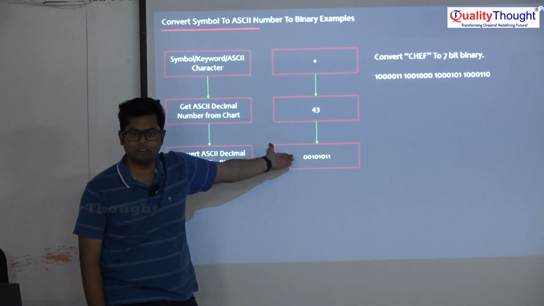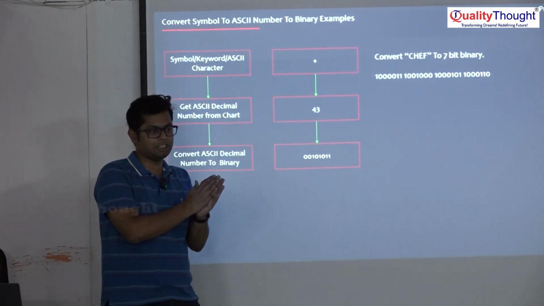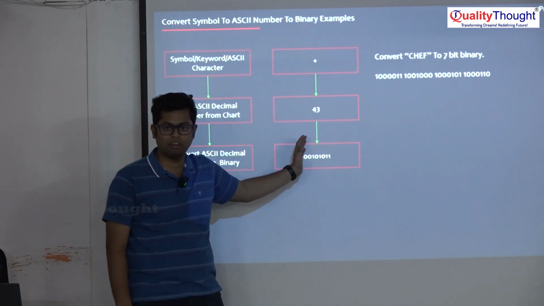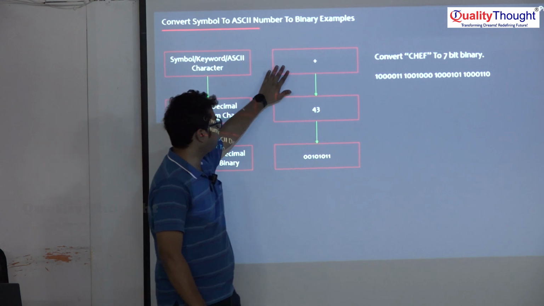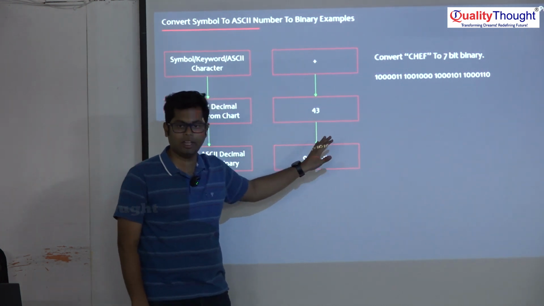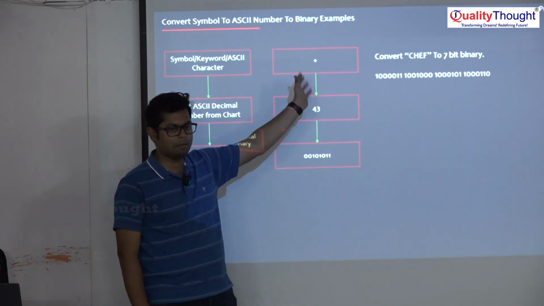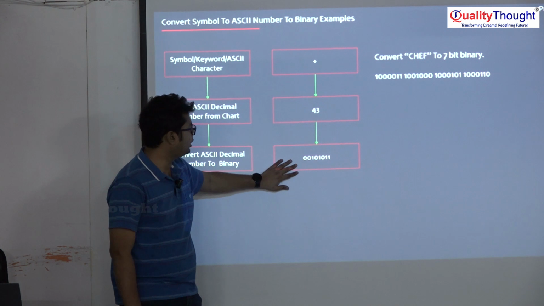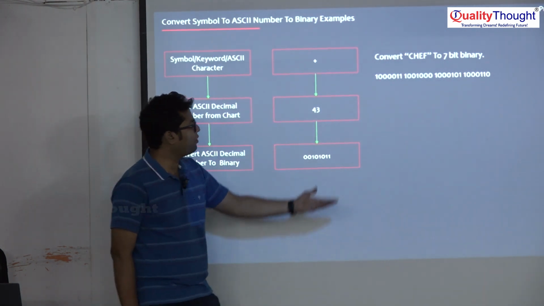So where do you get this? In the ASCII chart, correct? If you go to the ASCII chart, the plus is represented as 43. We looked into it in the very beginning sessions, correct? So the number mapping for plus is basically 43. Now convert that into binary. This is how it looks. The same way with this, correct?